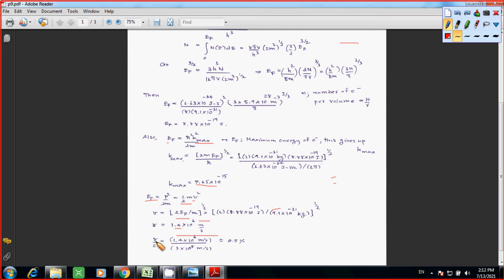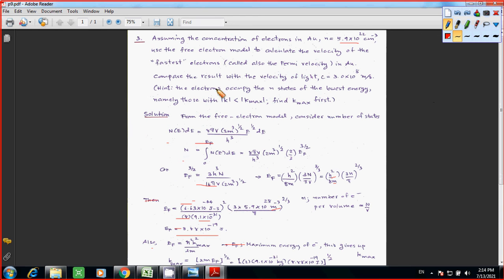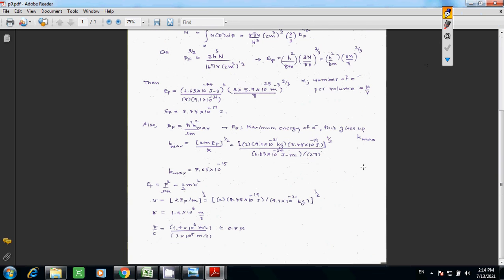You can also find the ratio of v and c, which is the light velocity. That turns out to be about 0.5% of the light velocity. Okay, so that's what they ask for: calculate the velocity of the fastest electron. So that's the maximum energy of the electrons, that is, the Fermi energy.